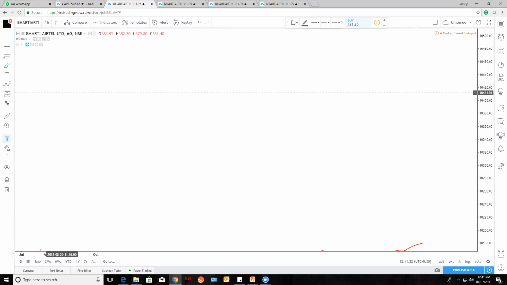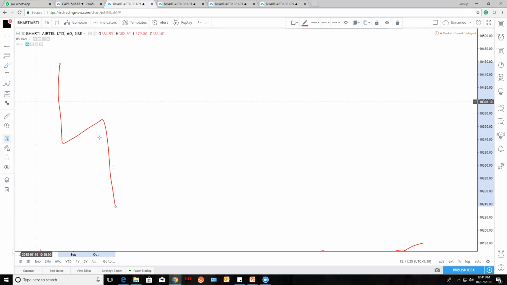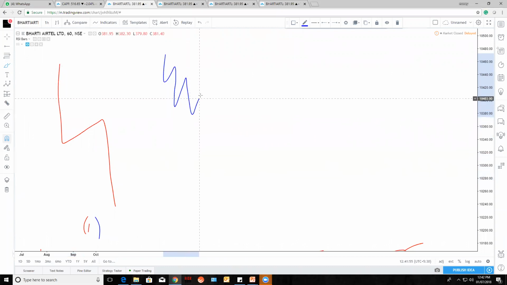Let's say there are two possibilities that both waves are impulse. Let's say this is A, B, and C. The first possibility, as simple as that. Let's say a second possibility. Second, the wave 1 might be an ending diagonal. Sorry, it's a leading diagonal. I'm confusing it.